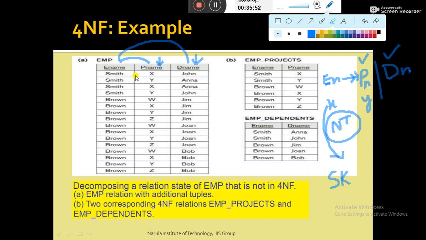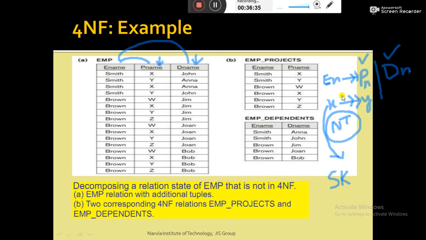If you recapitulate, a relation will be in 4NF if it has a non-trivial multi-valued dependency X double arrow Y, and if X is a super key, then the relation will be in 4NF. But here the relation EMP has a multi-valued dependency, and the multi-valued dependency is of non-trivial type, but the X is not a super key. Here EN is not a super key, so the relation EMP is not in 4NF. So what we have to do, we have to decompose the relation.